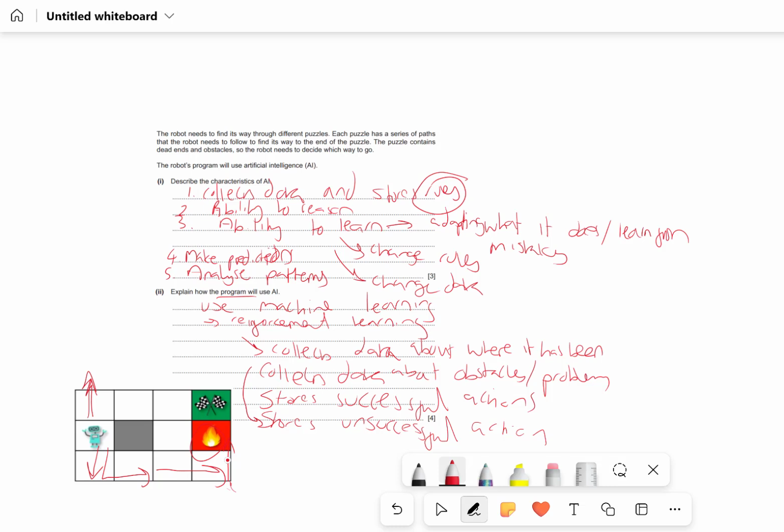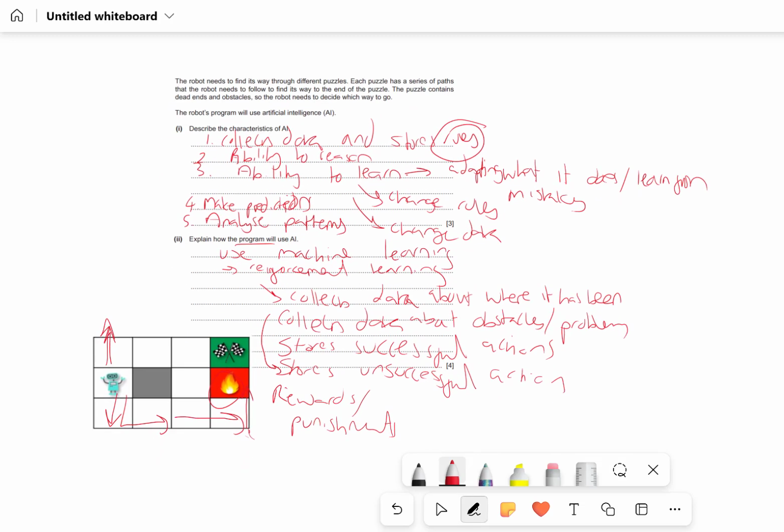So it could be using rewards and punishments. It's iterative, that means it'll loop over and over and over again to get better each time. I'm going to put gets better each time, learn from mistakes.